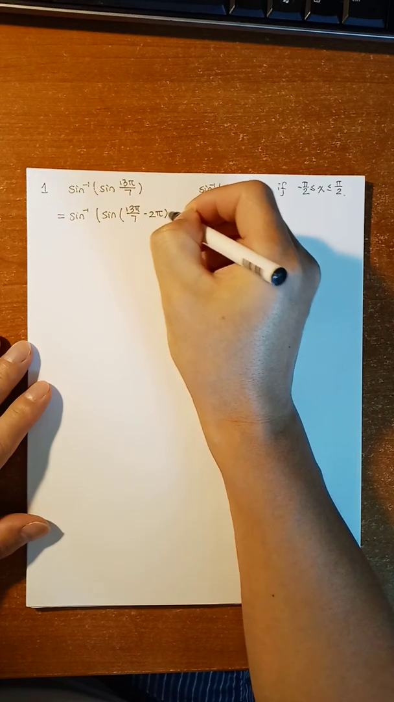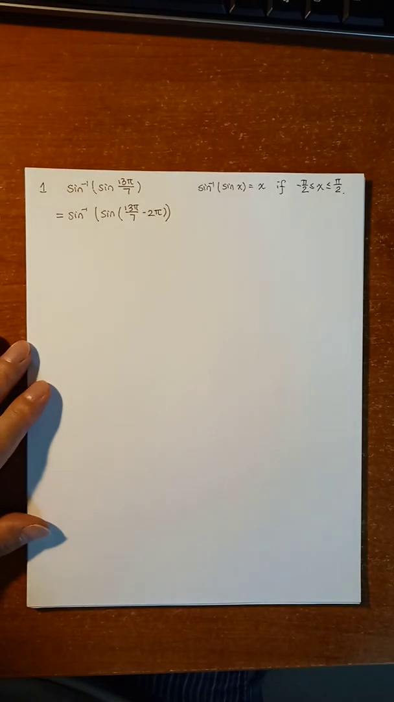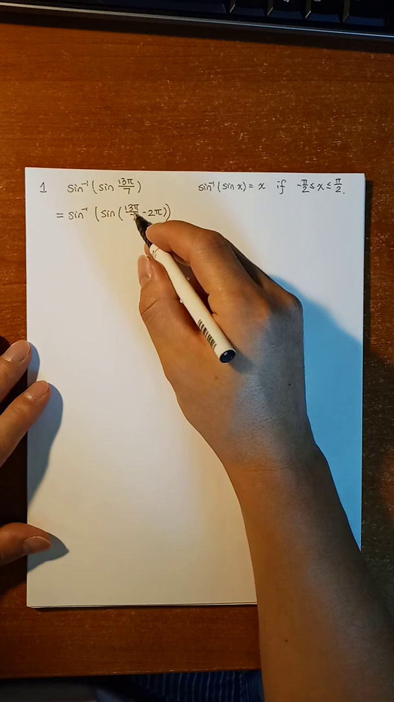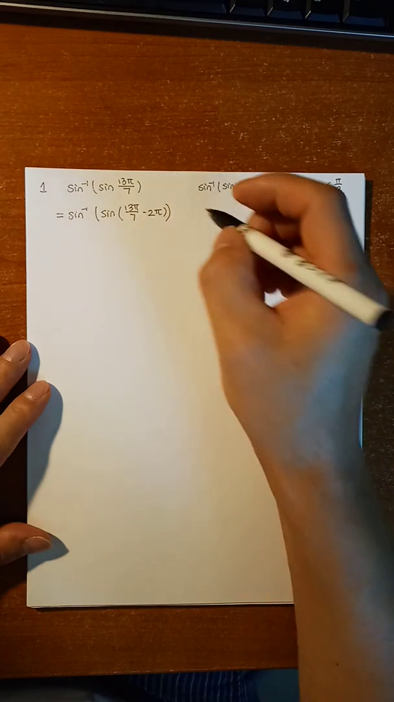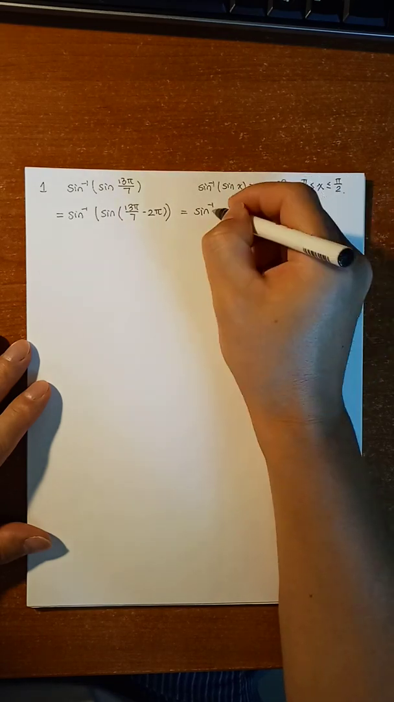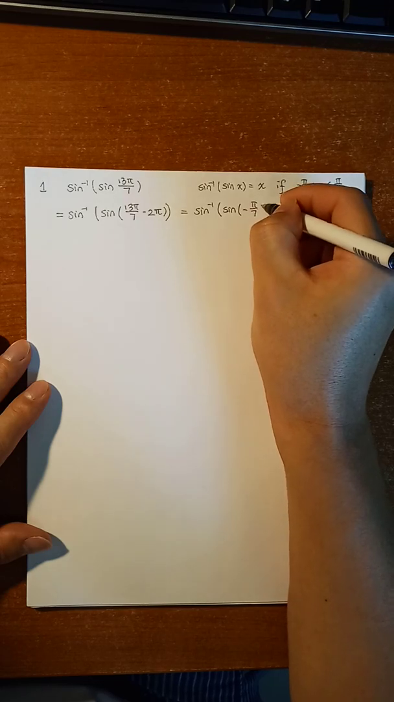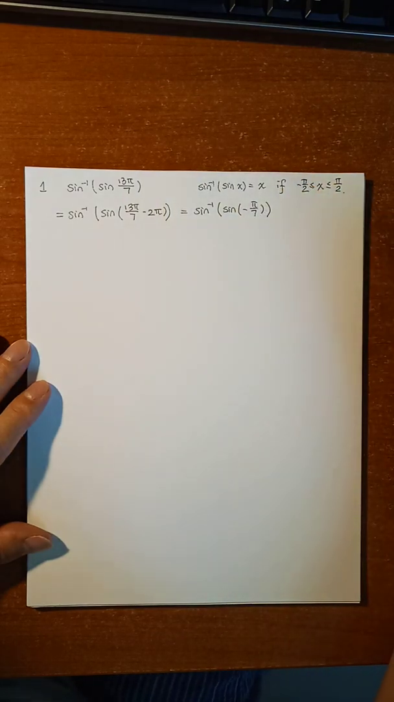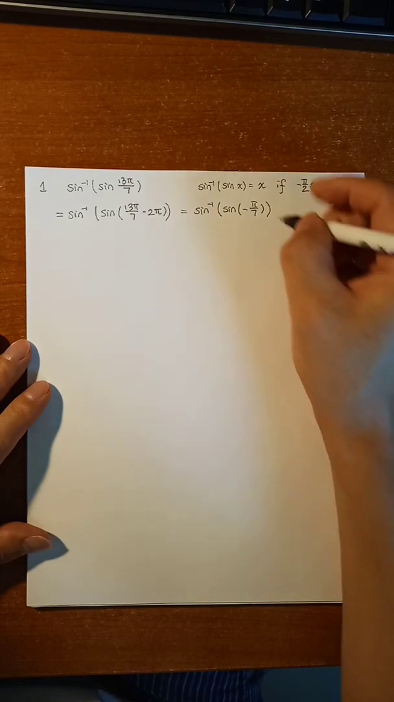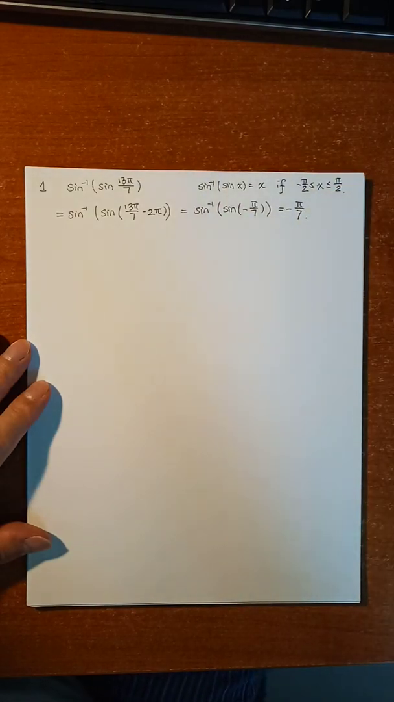So I'm going to subtract 2 pi from 13 pi over 7, because 2 pi is a period of sine. 13 pi over 7 minus 2 pi is negative pi over 7, right? And this angle is between negative pi over 2 and positive pi over 2, so it is equal to negative pi over 7.